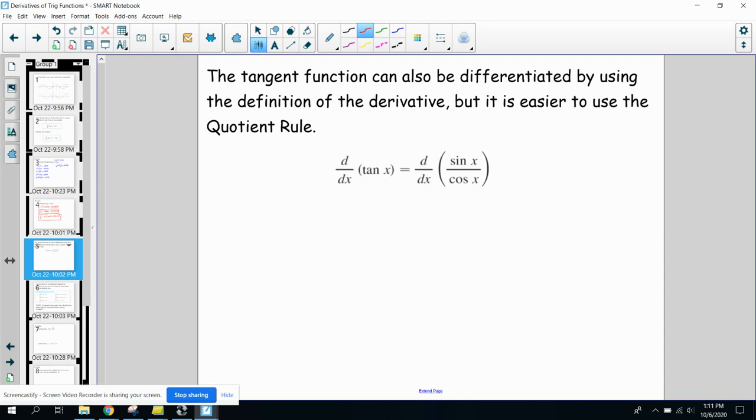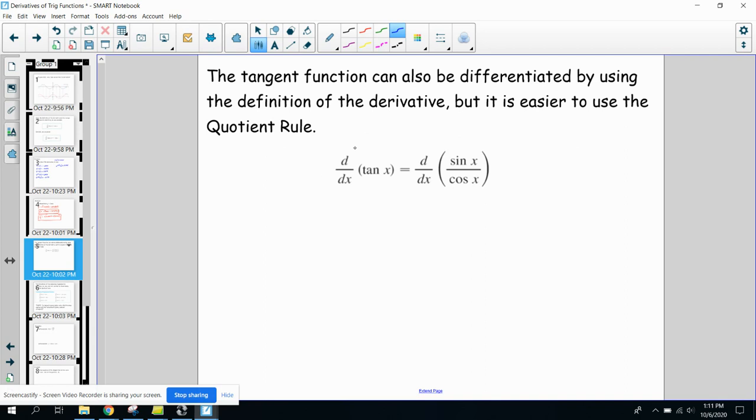The tangent function can also be differentiated by using the definition of the derivative, but it's easier to use the quotient rule. So this is going to be one that you can memorize as well, but I'm going to show you how we arrive at it, so that way, if you forget it for a test or quiz, you can always derive it yourself.